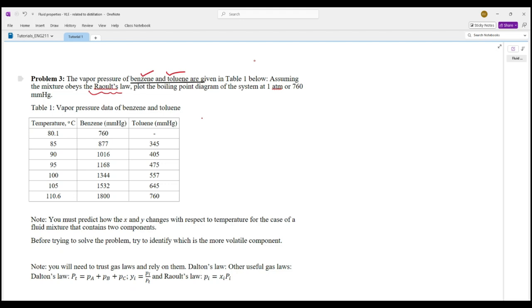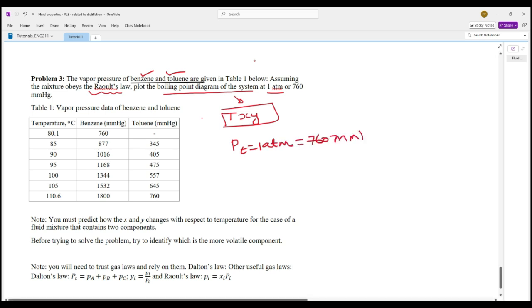And then we have to generate the so-called boiling point diagram. So boiling point diagram is nothing but a TXY diagram. So this is something you have to obtain, and the total pressure is given. So PT is 1 atmosphere or 760 millimeters of mercury.